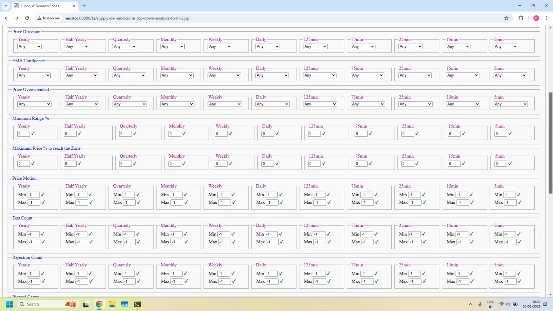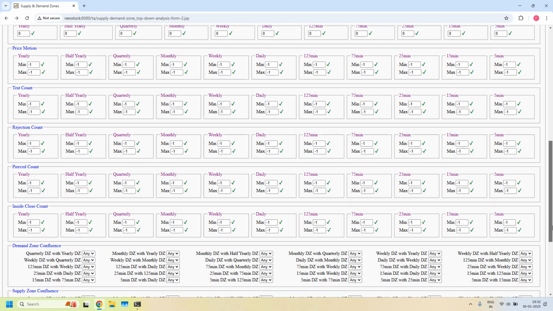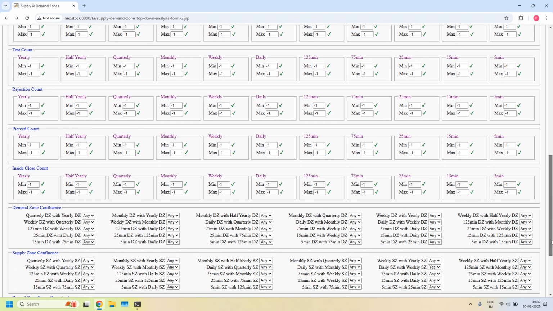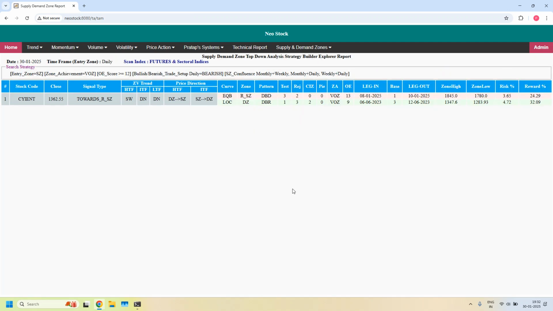So in the supply zone confluence, we should add 2 more filters. The first one is already added, and there are 2 remaining filters: daily supply zone with monthly supply zone confluence, and weekly supply zone with monthly supply zone confluence. With all the 3 filters, we got only one stock.